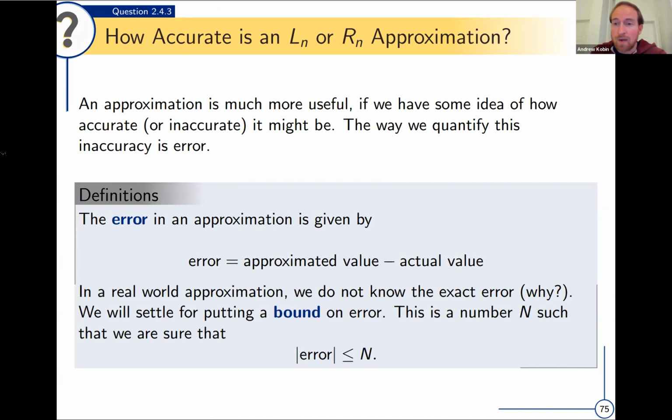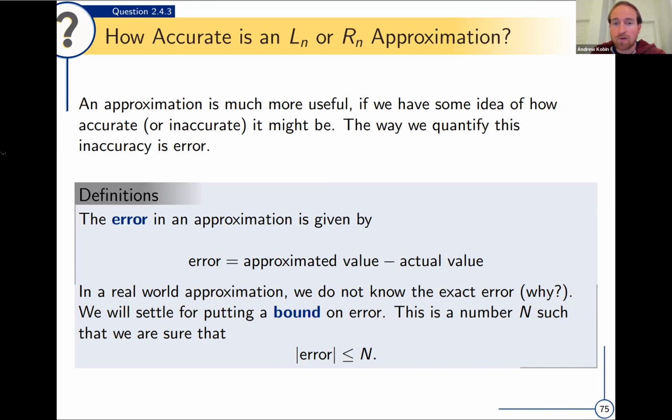In theory, we don't know what the true value of a definite integral is if we don't have integration techniques to compute it. But whatever the actual value is, the error is what we call the difference, or really the distance away from that true value we are when we compute the approximated value. So in general, we don't know what the true value is, so we cannot know what the true error is.